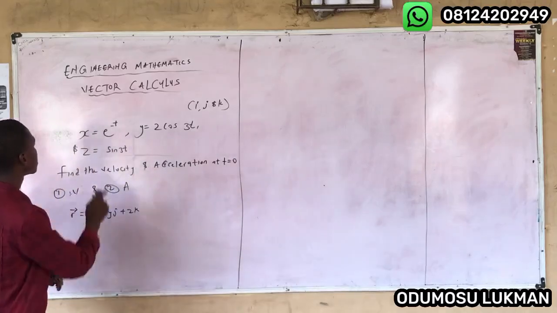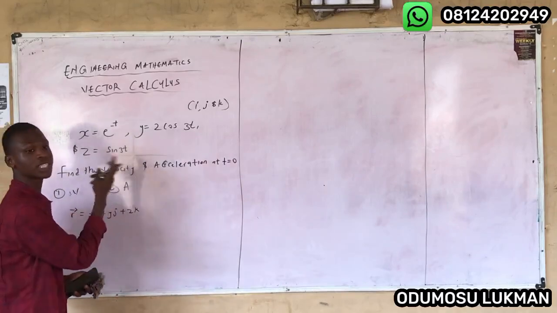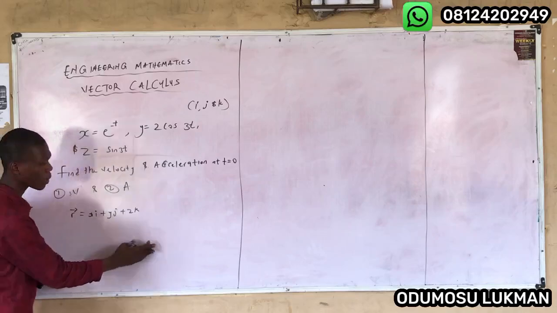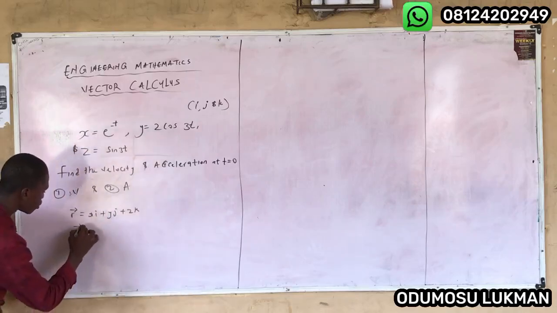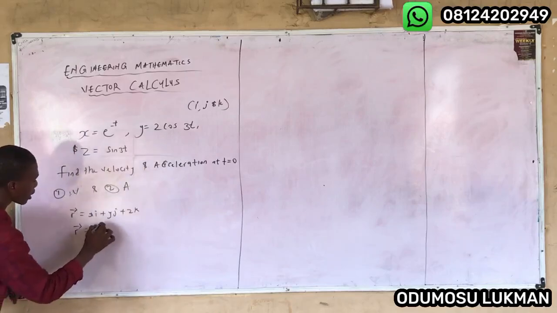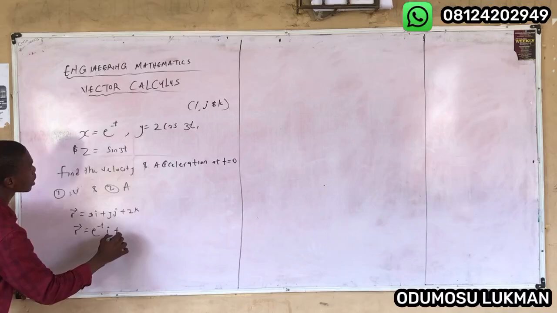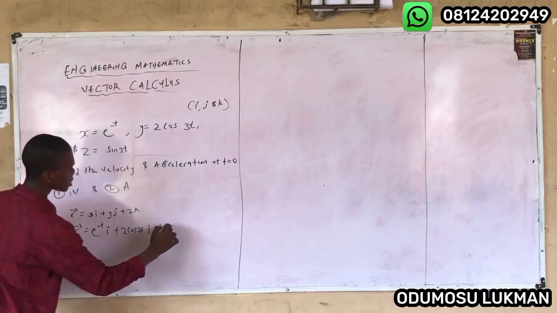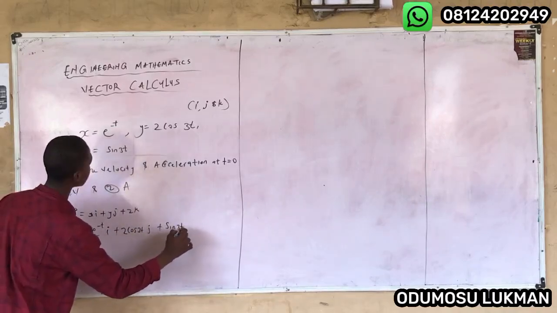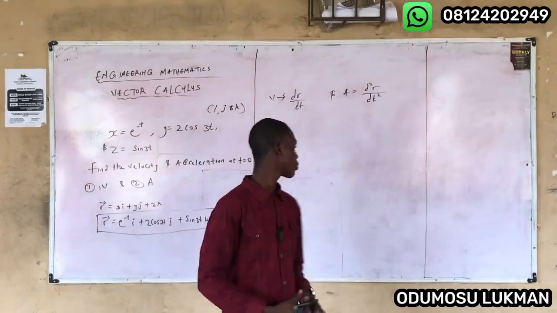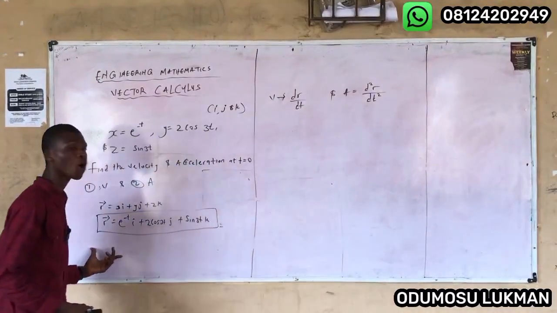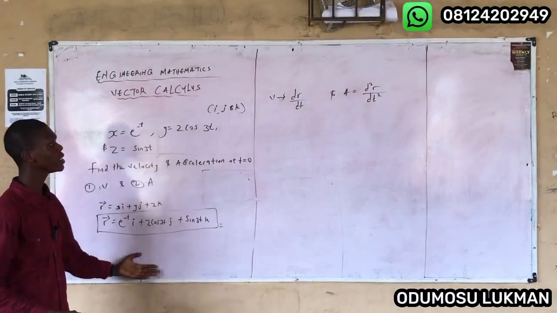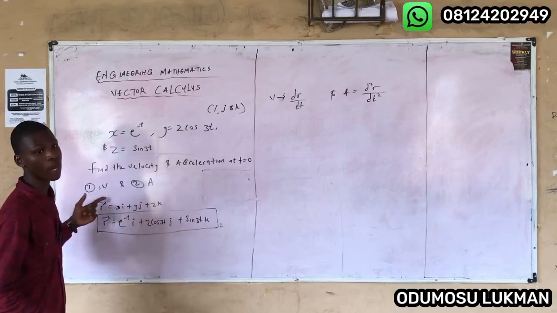So what it means is that I'm given x, y, and z, so I'm going to substitute the respective values. By doing that, r will be exponential minus t i, plus 2 cos 3t j, plus sine 3t k. We've been able to express the given parametric equation in vector form.